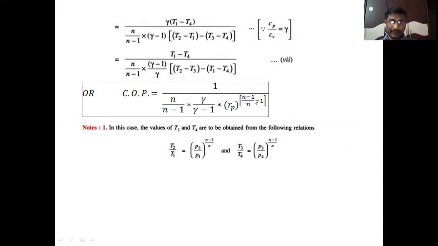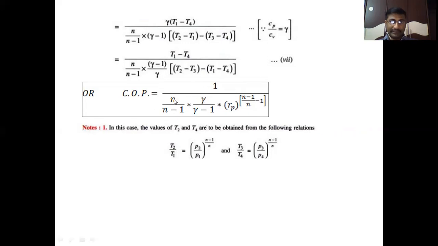For polytropic, gamma can be written as (n minus 1) by n. Therefore, the remaining equation is 1 divided by n by (n minus 1) into (gamma minus 1) by gamma, into Rp power (n minus 1) by n, minus 1. This is the COP formula. Clear, students? Here, a small correction: n by (n minus 1) into (gamma minus 1) by gamma. That is into gamma, not gamma by (gamma minus 1). It is (gamma minus 1) by gamma into Rp power (n minus 1) by n, minus 1. This is the COP of the Bell-Coleman cycle if the compression and expansions are polytropic.